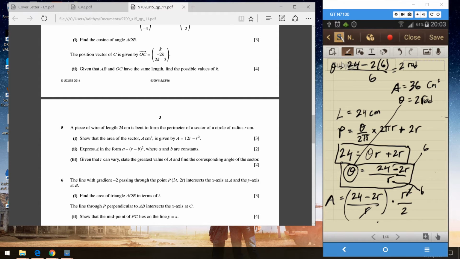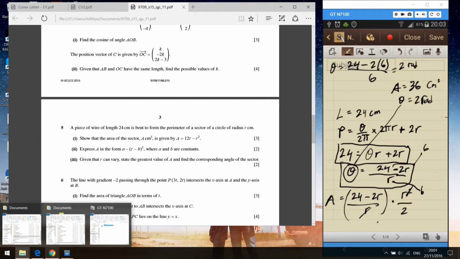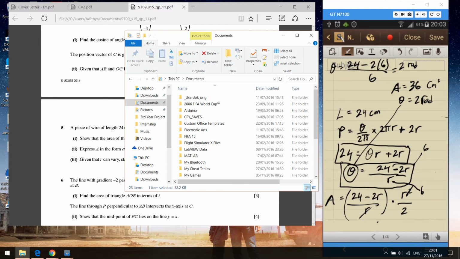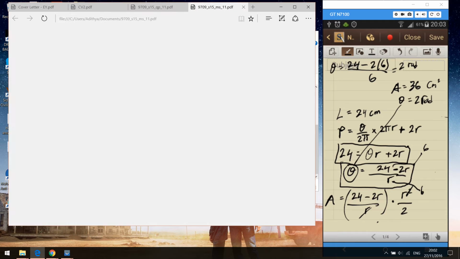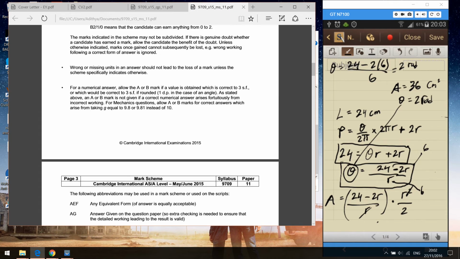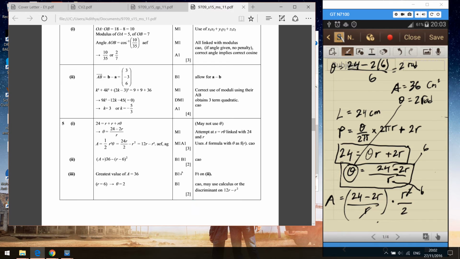Let's check the answer to make sure that we are correct. It will be in my documents, question 5. Okay, so the first part is correct, and there we have it.